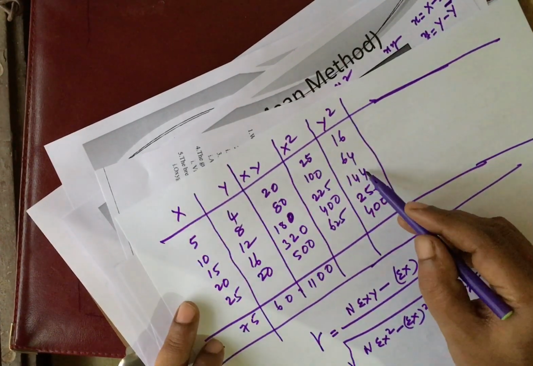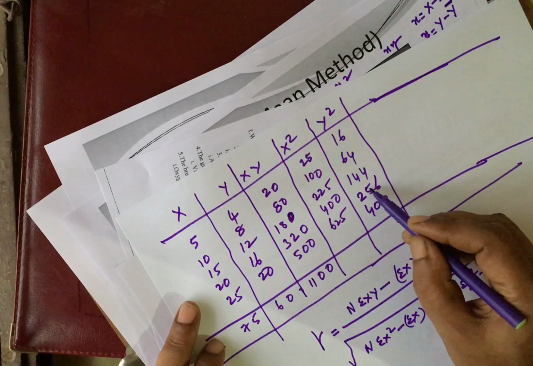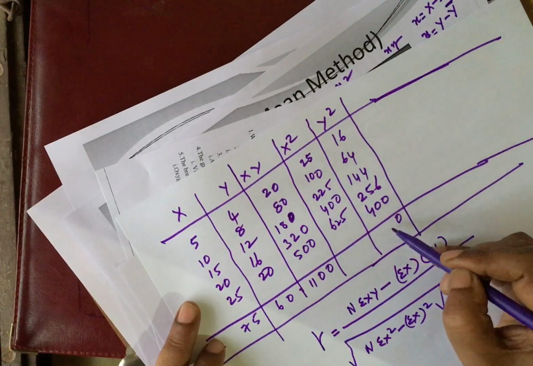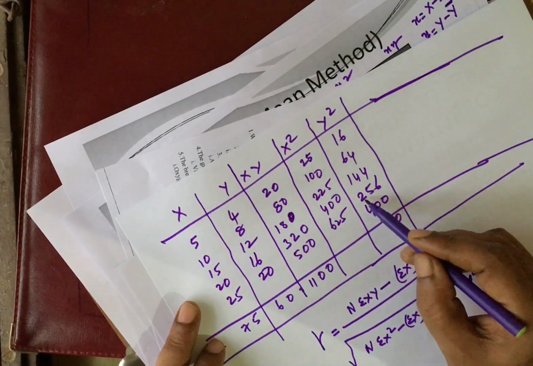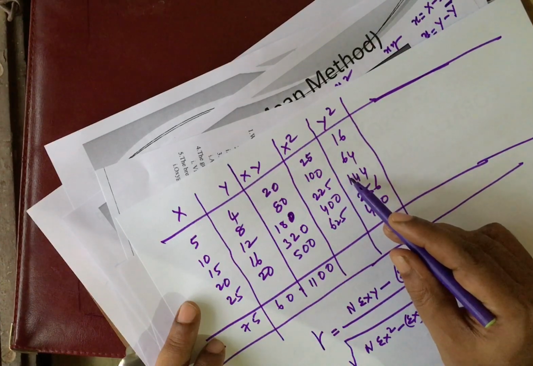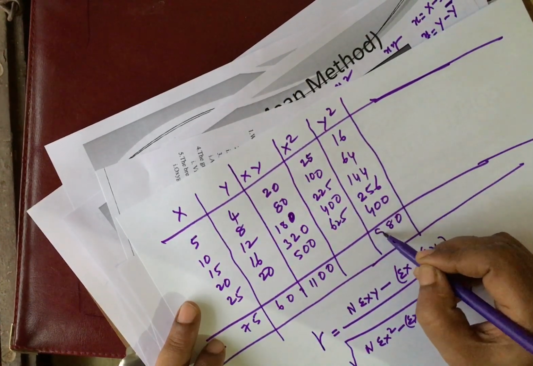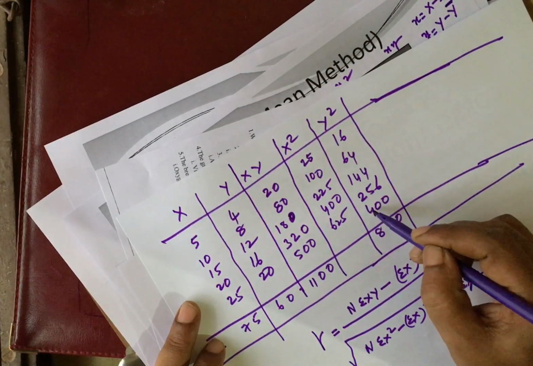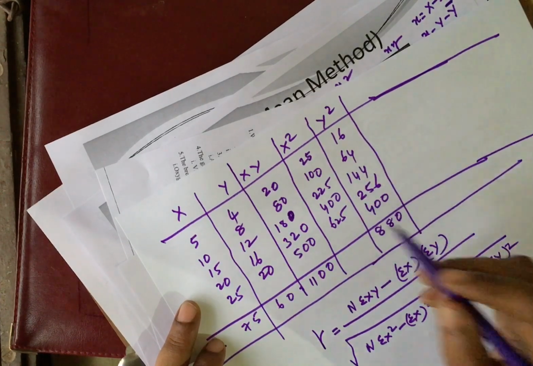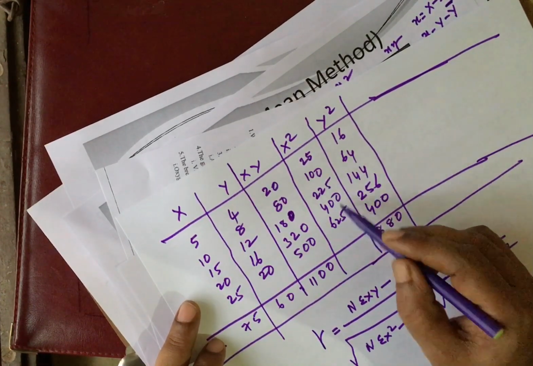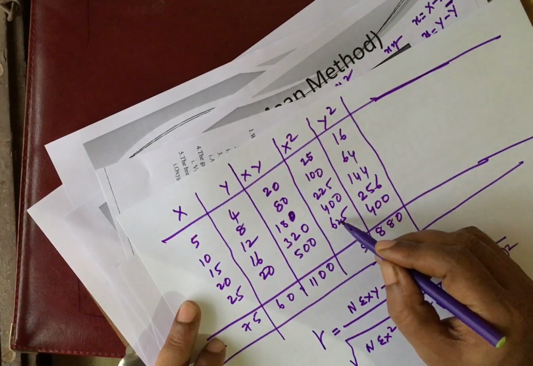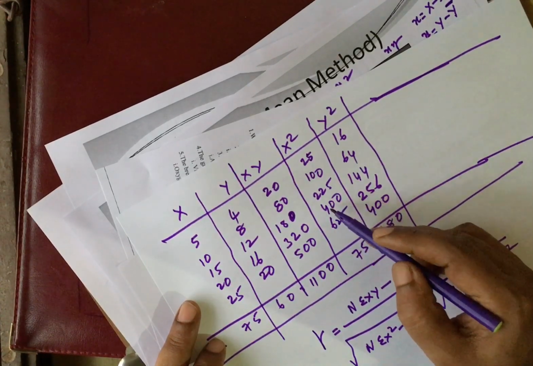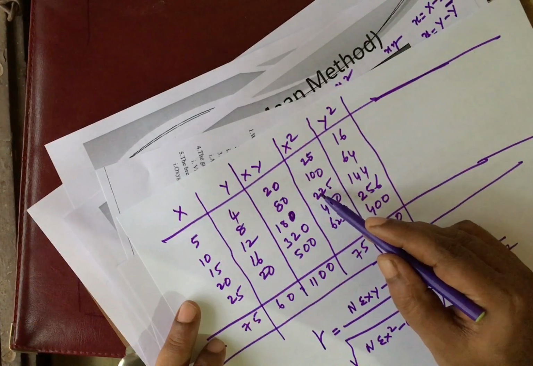Now this total. Is it correct? Correct. Now 1, 2, 3, 4, 5, correct. 5 5s are 25, and the sum of x is 15 plus 30.